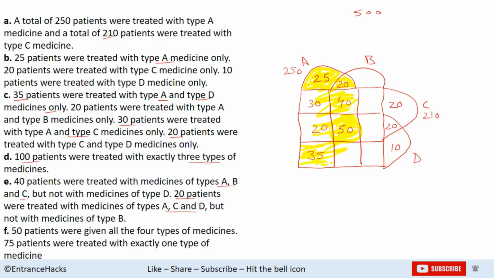Now coming to D statement back. First F, let's complete F fully. 75 patients were treated with exactly 1 type of medicine. So exactly 1 type of medicine is this: 25, 20, 10 and this. So this total has to be 75. So we know 30, 55 we already have, so 20 would be here.